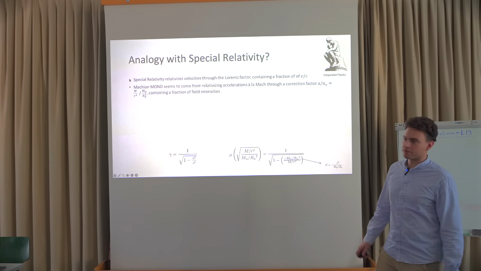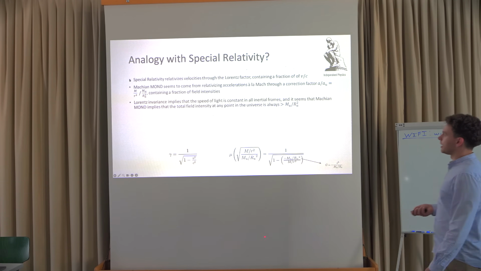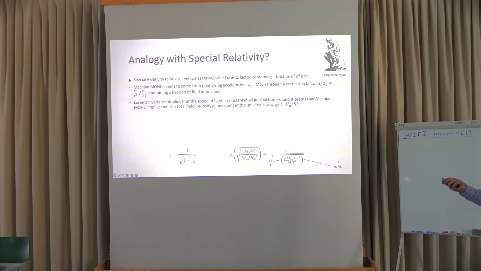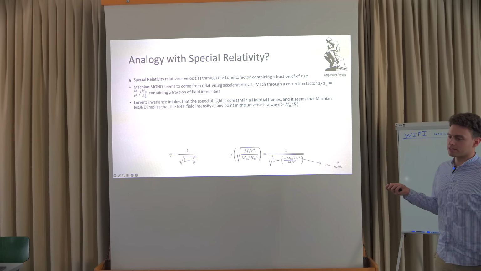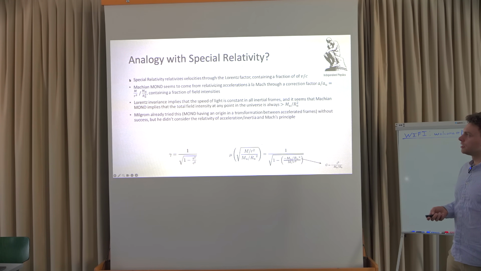This is very speculative. Lorentz invariance implies that the speed of light is constant in all inertial frames, and it seems that Mach and MOND imply that the total field intensity anywhere in the universe is always above that of the universe, because you always have the universe there, giving you a field intensity.